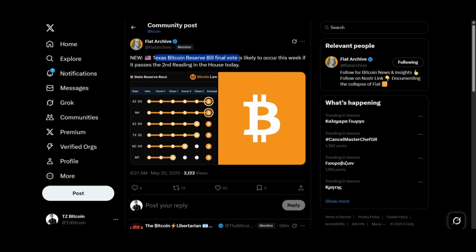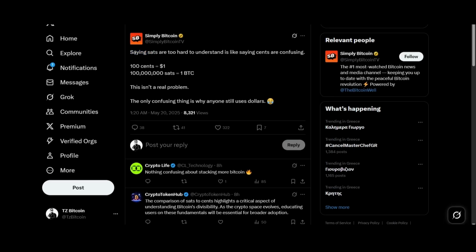Texas Bitcoin reserve bill final vote is likely to occur this week if it passes second reading in the House today. We see more and more states adopting Bitcoin reserves. And funny thing, saying sats are too hard to understand is like saying cents are confusing. 100 cents is $1, 100 million sats is one Bitcoin. This isn't a real problem. The confusing thing is why anyone still uses dollars.